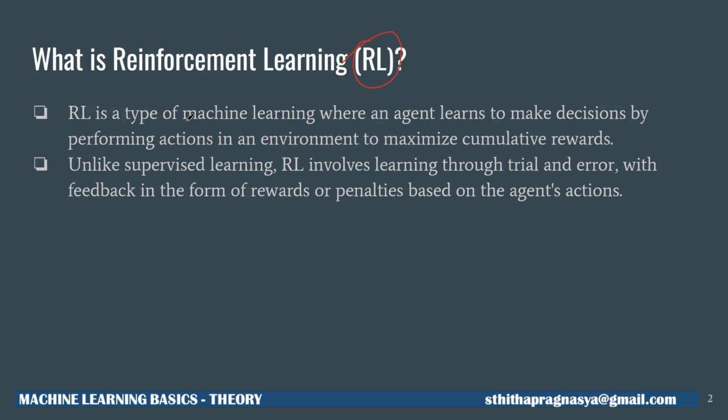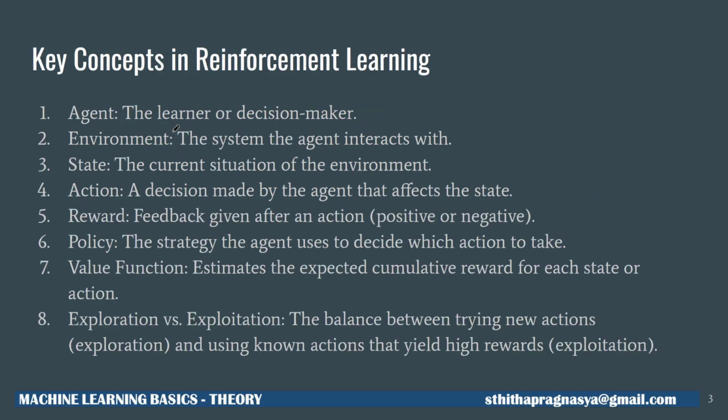Unlike supervised learning, where the model learns from a fixed data set with labeled examples, reinforcement learning involves learning through trial and error, with the agent receiving feedback in the form of rewards or penalties based on the actions it takes. This you will understand more when I give you an example of where it is actually used. You will be like, oh, makes sense. What are the key concepts in reinforcement learning?